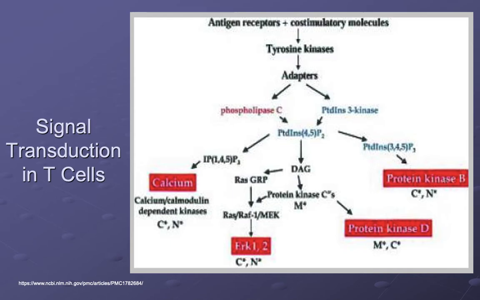The combined interaction between antigenic receptors that are bound to the TCRs and the co-stimulatory proteins such as CD28 triggers cytosolic tyrosine kinases, so kinases that are within the cell. And these kinases are linked via adapters to certain effector enzymes, such as phospholipase C, and we also have phosphoinositide 3 kinase.